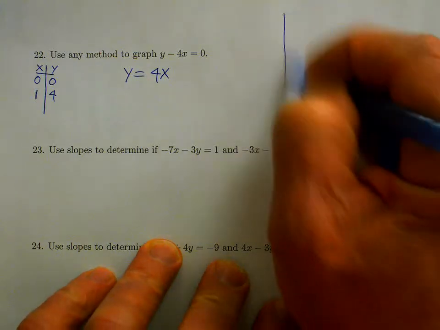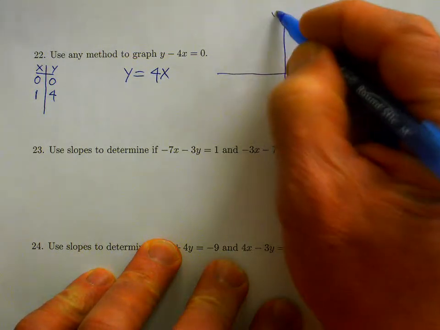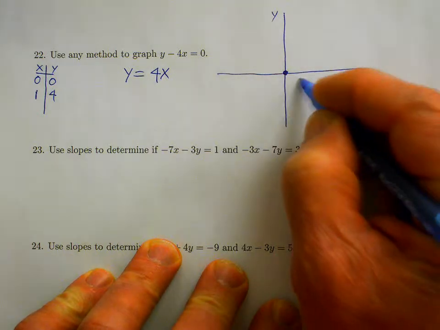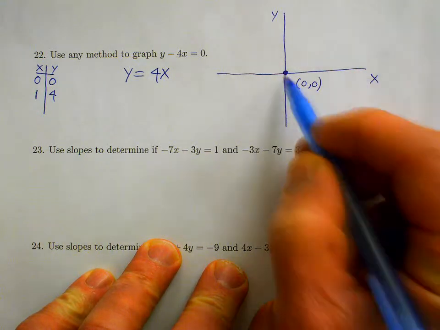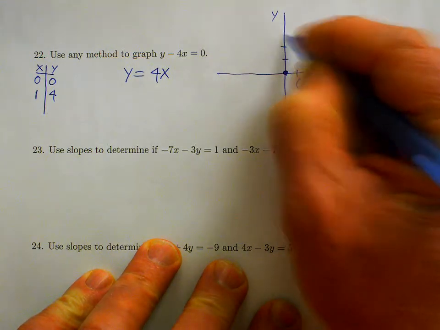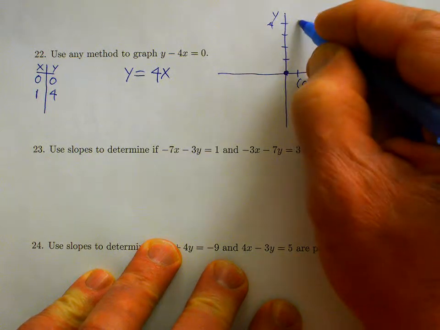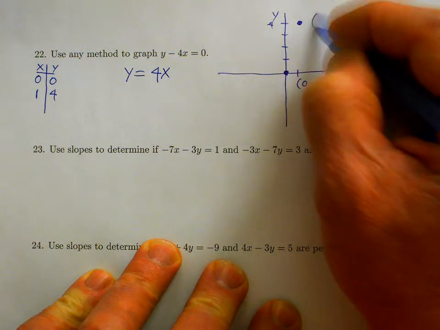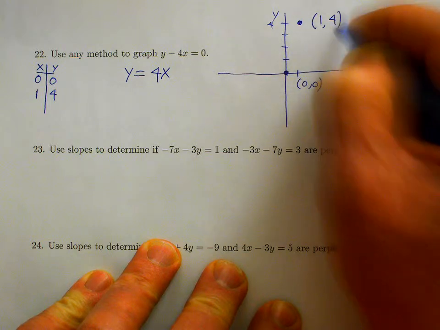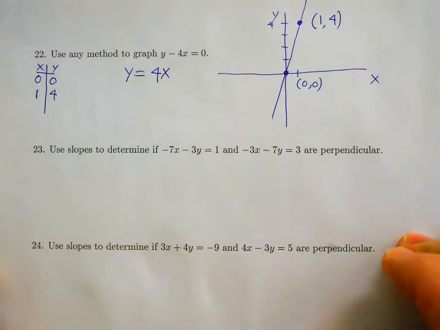Okay, so that's enough information. We just need 2 points. So there's the point (0, 0), the origin, and then the ordered pair (1, 4). So label that point 1 for x and 4 for y, and then draw a straight line through those 2 points.